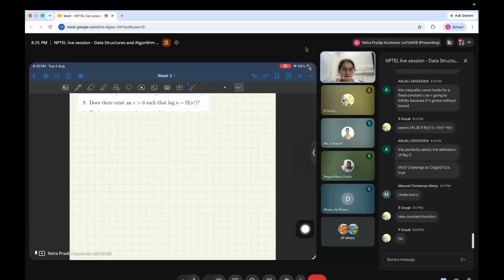Okay, so what is the reasoning for no? So we compute the limit as n tends to infinity of log n by n to the power epsilon. Let us take the derivatives of both the sides. That becomes finally 1 upon n raised to the power epsilon. And in order to show that log n is big-O of this thing, 1 upon n raised to the power epsilon should be equal to infinity.